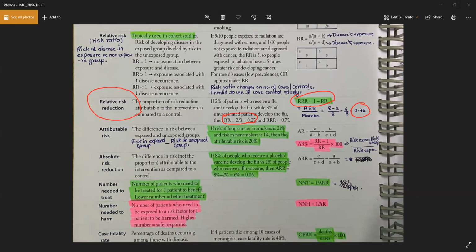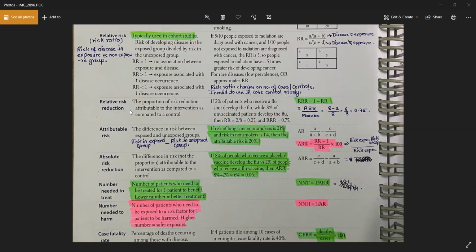Okay, let's get back to the screen again. Then comes the attributable risk. And what risk you will attribute to a certain intervention or a certain exposure, as compared to all the other interventions, which means, let me show you, just a second.